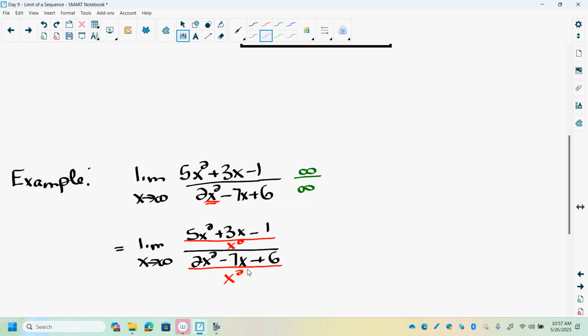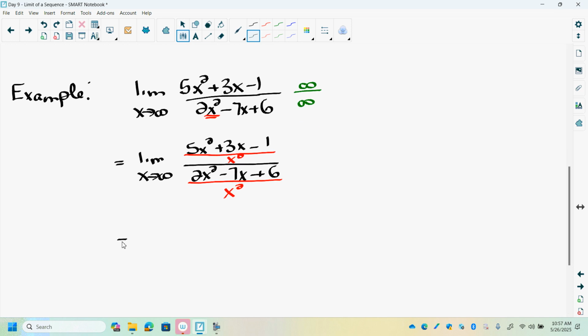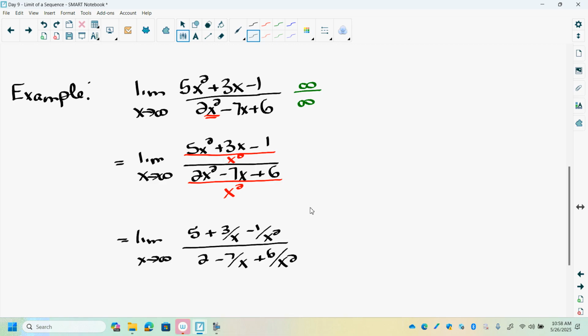This is mathematically legal. What would I get if I divide 5x squared by 1x squared? I'd get a 5. So I write the limit as x approaches infinity. This would be 5. What about 3x divided by x squared? 3 over x. And negative 1 divided by x squared? Negative 1 over x squared. 2x squared divided by x squared would be 2. Negative 7x divided by x squared would be negative 7 over x. And 6 divided by x squared, well, that doesn't simplify. That's what we're at.